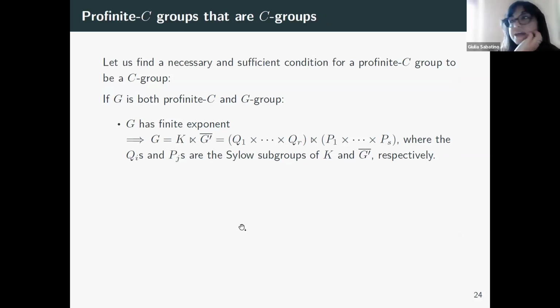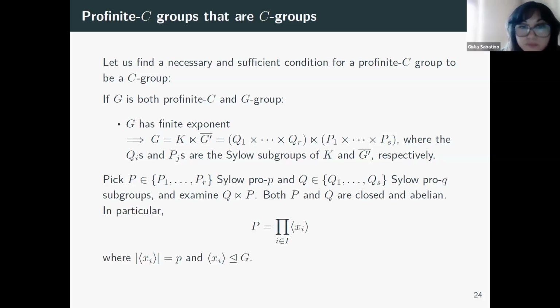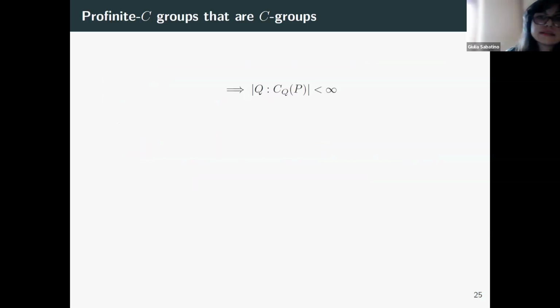So each of them has finitely many non-trivial Sylow p-subgroups. If we choose one Sylow p-subgroup of the permutable complement of this and one Sylow p-subgroup of G prime bar, we have that their semidirect product is still a C group. Moreover, we used the fact that the Sylow p-subgroup of G prime bar has to be written as a Cartesian product of G invariant cyclic subgroups of order p. And through this structure, we found that the centralizer of P in Q has finite index.